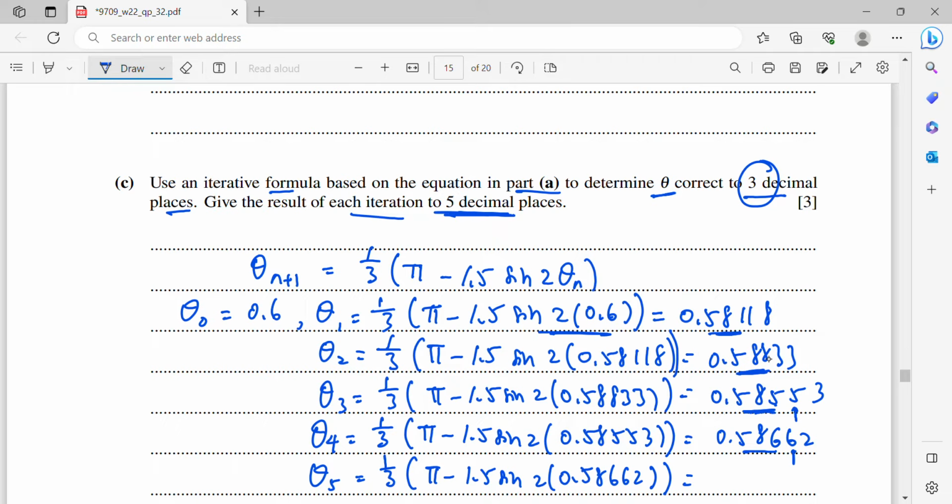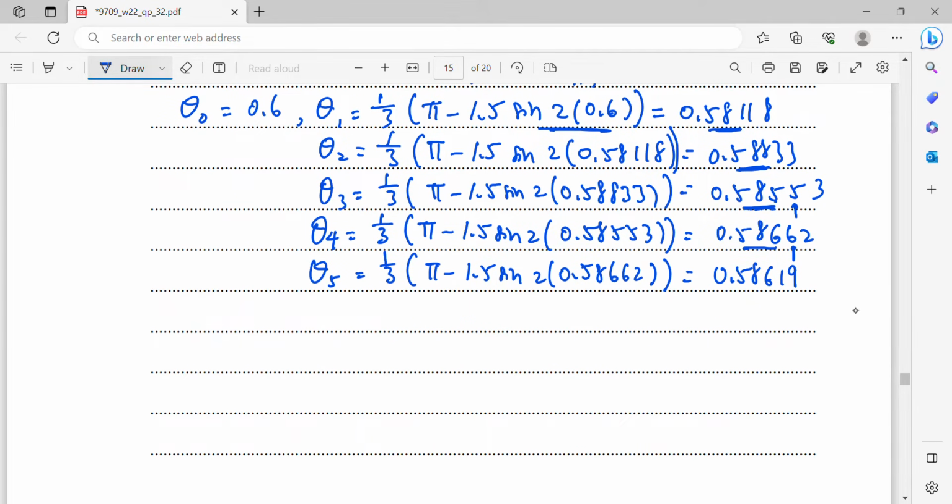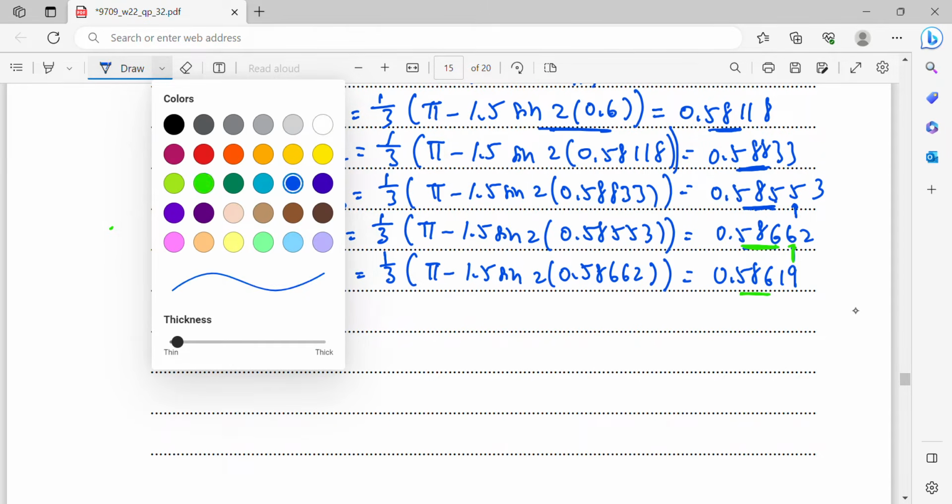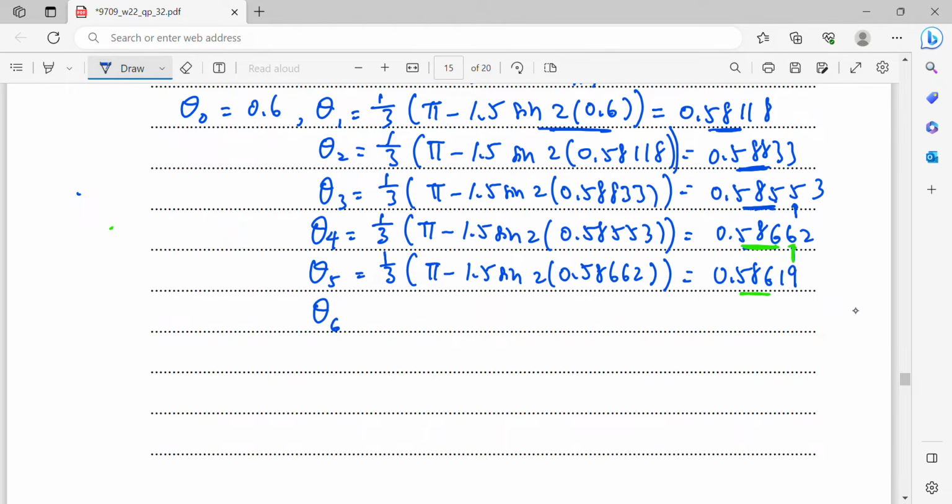Alright, so now here you will be getting 0.58619. Now, when I check here, 619, right? Although they are the same, the previous one, because the fourth decimal place is 6, so when we round up, we should get 587 for the data 4. But now data 5 is 586, so it is still slightly different. Therefore, now continue for one more step.